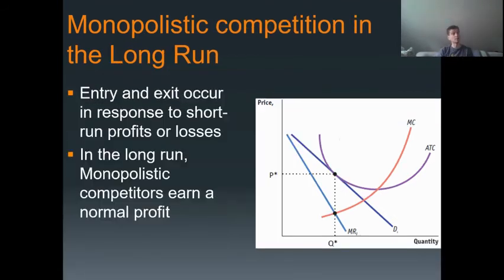What this looks like in the long run is a demand curve that is tangent to the ATC at the optimum output. So they will earn a normal profit in the long run. Last thing you have to know about monopolistic competition is that advertising is extremely important for them because it creates a more inelastic demand curve, which will increase revenues.